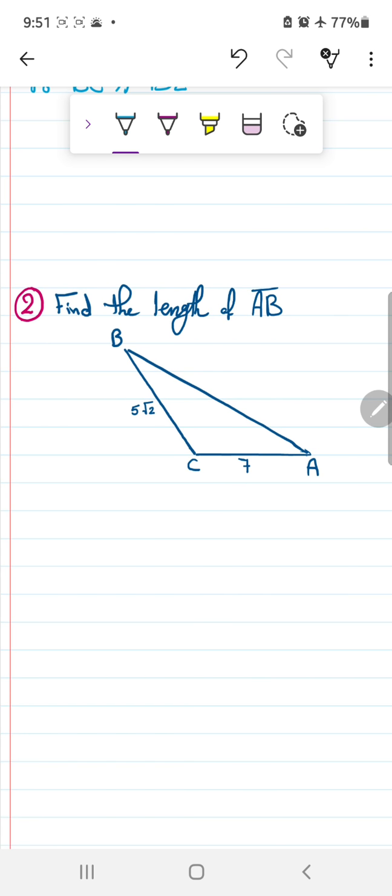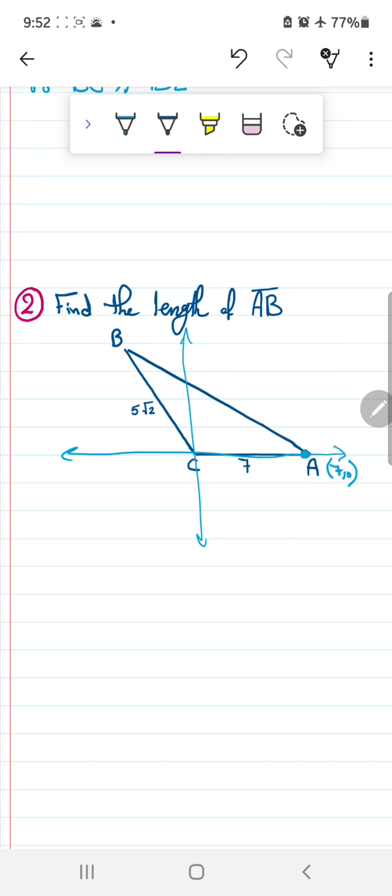Find the length of AB. Here we have triangle ABC. We want to get the length of AB, or the norm of AB. So we want to get what? The coordinates of A and B. So we write here the x-axis and y-axis. What did you notice here? Here we have A. CA is 7. So the point A will be 7 and 0.